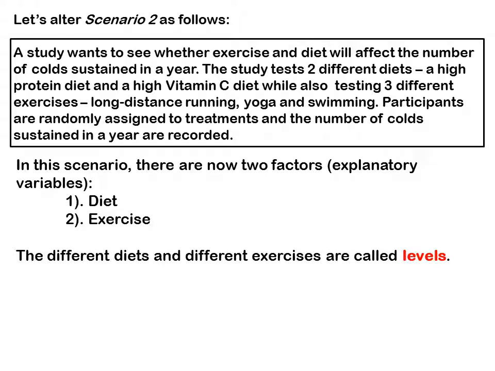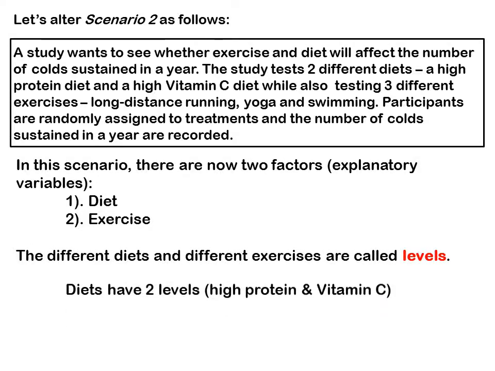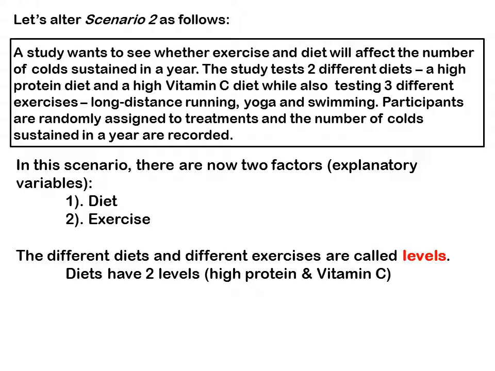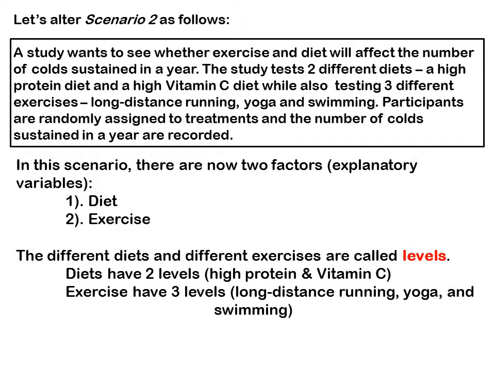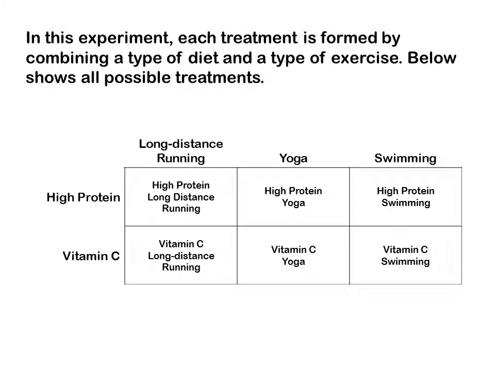The different diets and the different exercises are called levels. So the diets have 2 levels, high protein and vitamin C. Exercise has 3 levels, long distance running, yoga, and swimming. In this experiment, each treatment is formed by combining a type of diet and a type of exercise. Below shows all the possibilities of treatments. When we have multiple factors like this, we often make a table like the one shown to show all possible treatments.